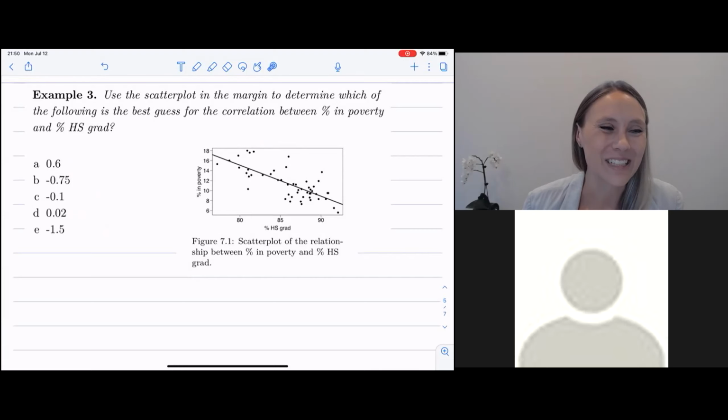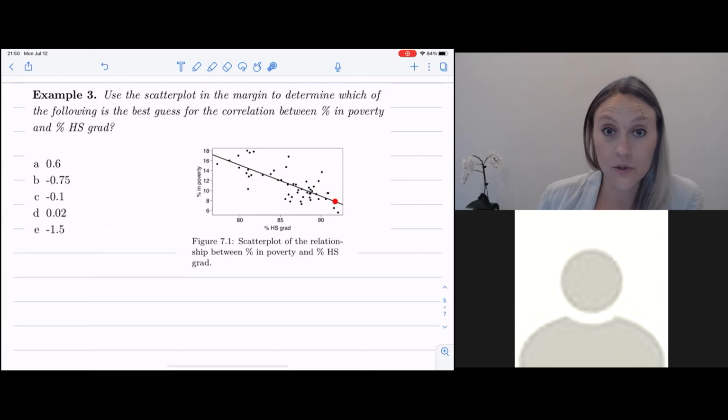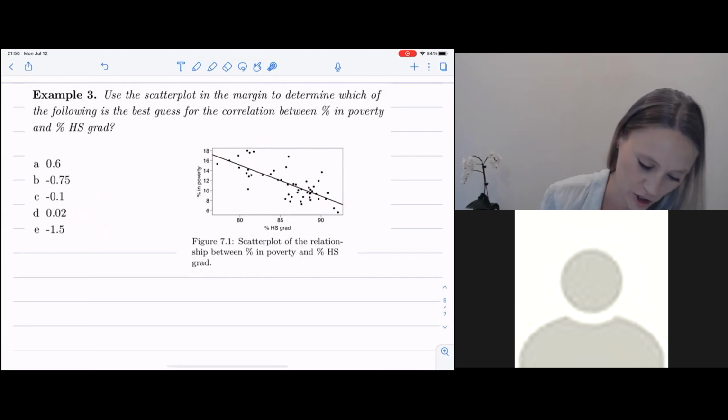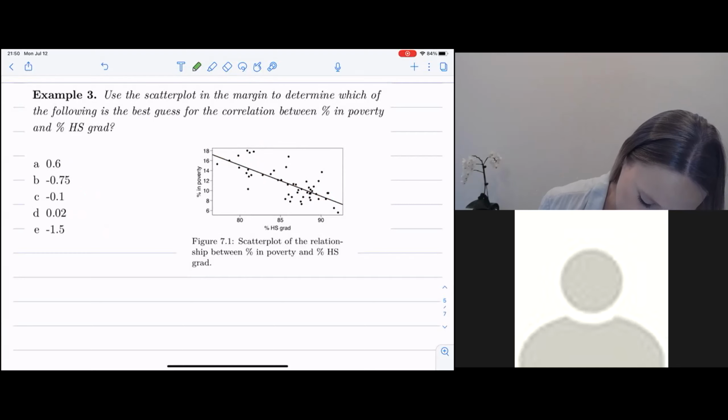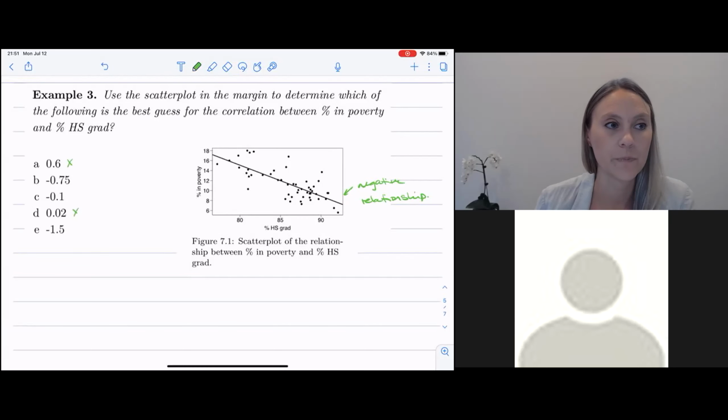Okay, I'm back. So first things first, mostly because we have the line of best fit already on here, that's helping us, right? We can see that we have a negative relationship. Which means that it can't be any positive values, right? So those are eliminated right away.